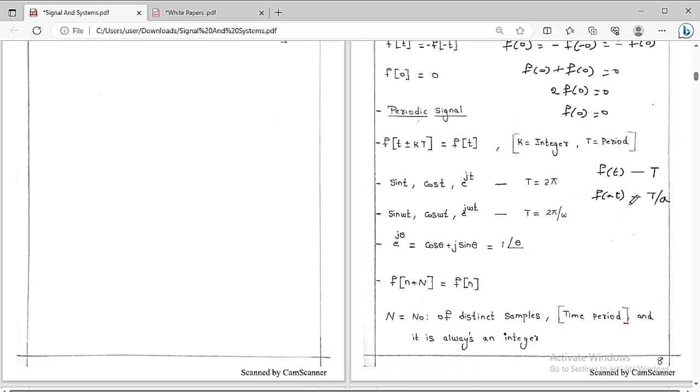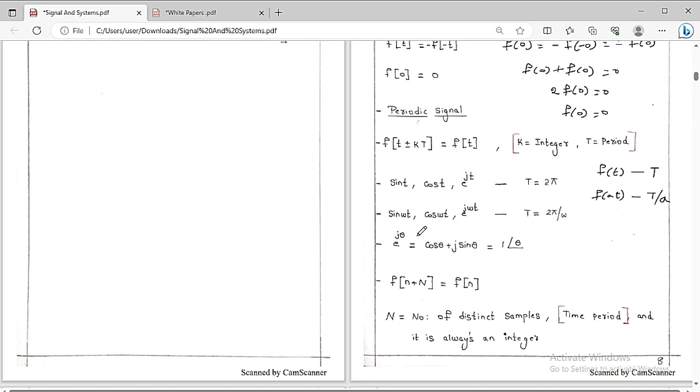So the previous signal time period is T, so the new signal time period is divided by a, and we are going to get T by a. So in this case, for sin t, cos t and e to the power of jt, the time period is 2 pi, and for sin of omega t, cos of omega t and e to the power of j omega t, the time period is 2 pi by omega.